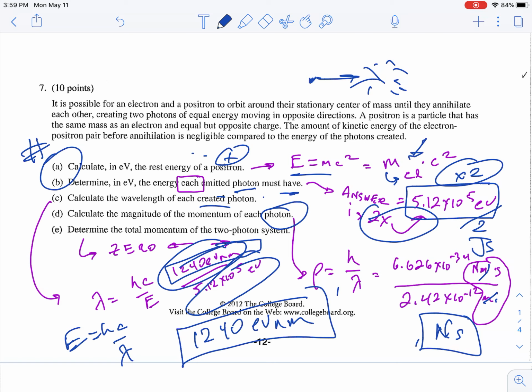But the total momentum is just going to be 0. And here's the reason why. Momentum and energy always have to be conserved. Because you've got one photon going in one direction and one photon going in the opposite direction, and because momentum is a vector quantity, you're going to have a negative number and a positive number, and those two are going to add up to 0.